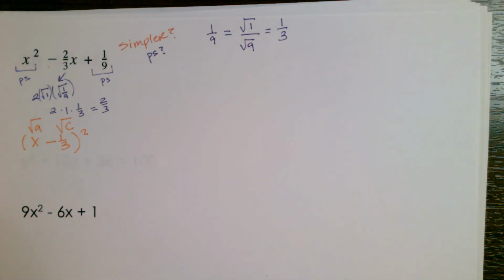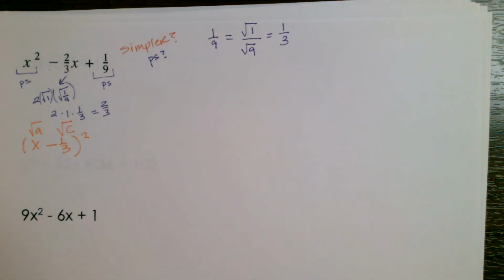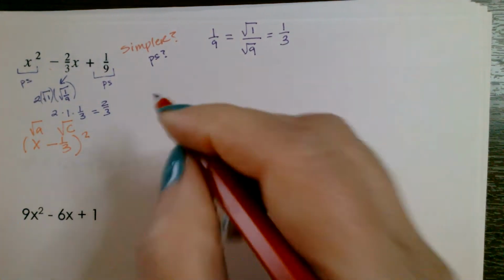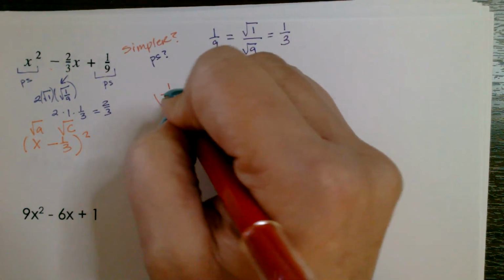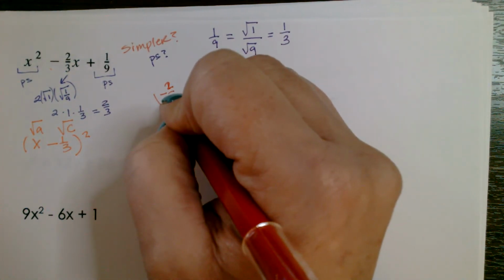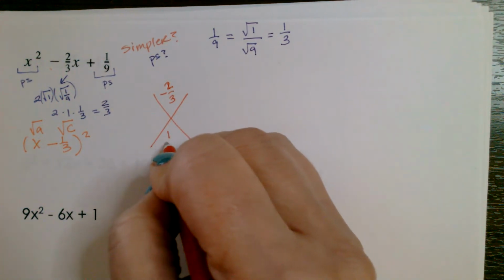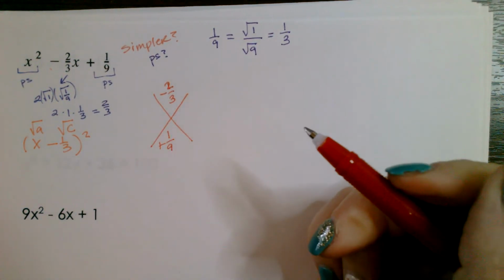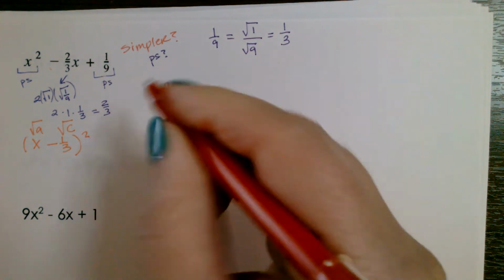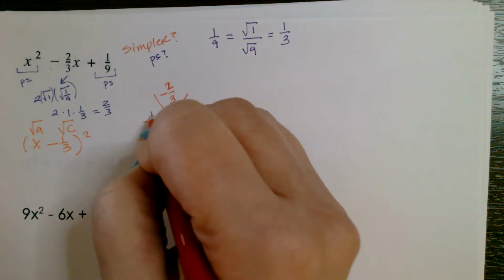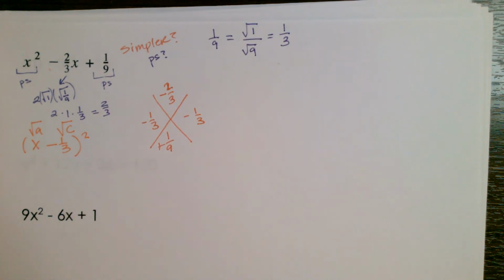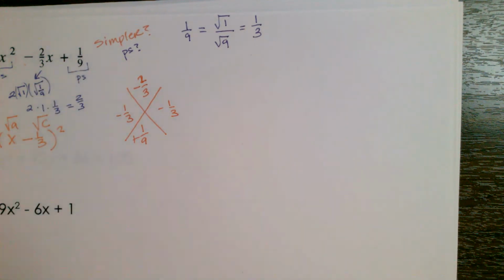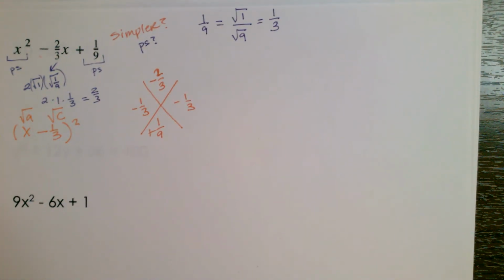Again, because the a is 1, we could have worked with that. I need two numbers that add to negative 2/3 but multiply to positive 1/9. That would again be your negative 1/3, negative 1/3. You could use your ACB chart. All of that would work. Working with fractions adds an extra element.